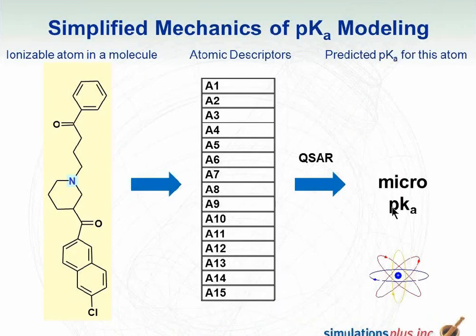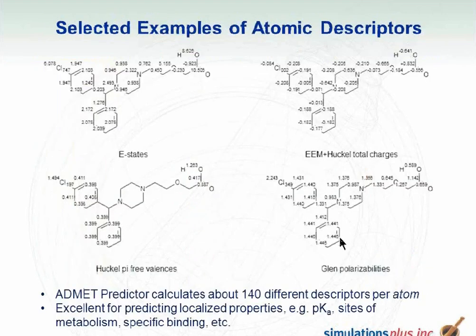So we have a number of molecules in a training set, and this just illustrates the simplified mechanics of pKa modeling. So we take this compound and we calculate a large number of atomic descriptors for the ionizable group in the molecule. Using QSAR, we compute the micro pKa's. So maybe the first question is, what are atomic descriptors? And here are examples of just 4 atomic descriptors.